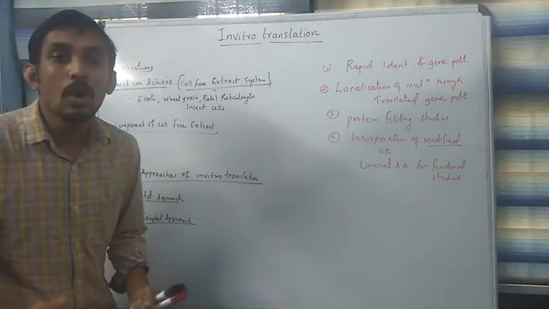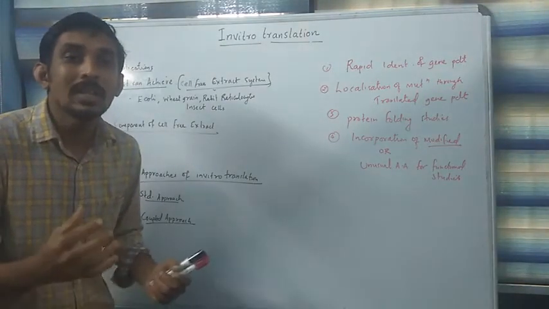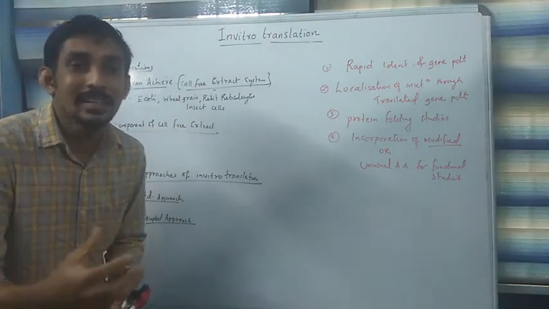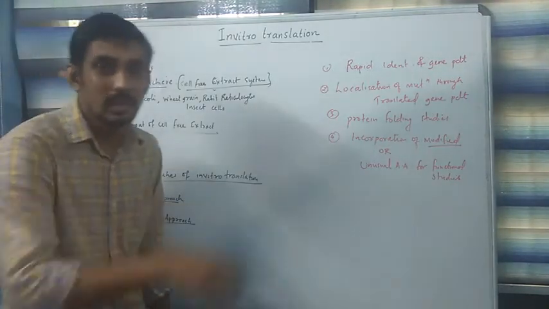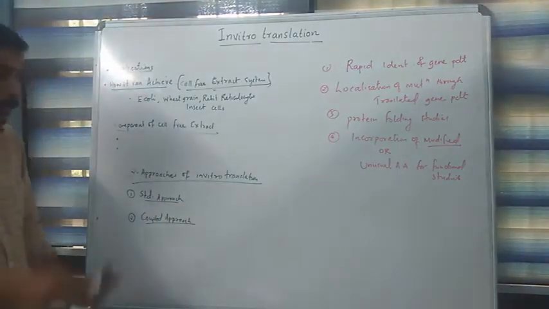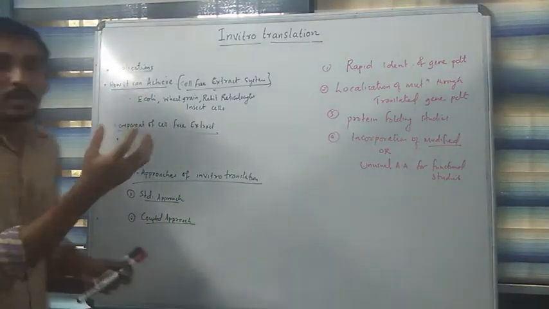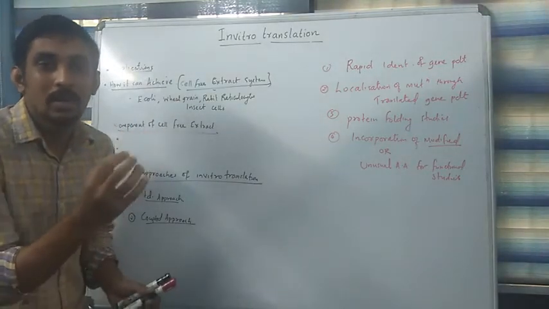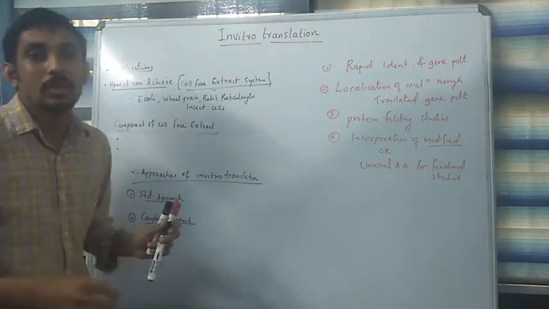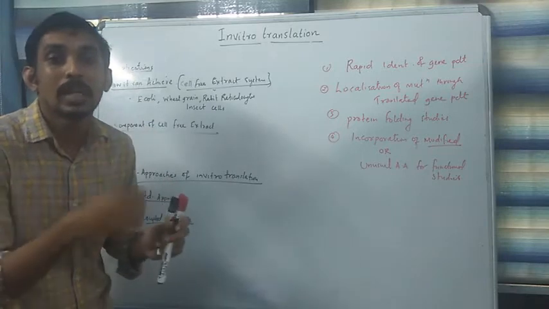Now we need to know how the cell-free extract gets created. How can we make cell-free extract? So first of all, we have to lyse. We have to break down the cell wall components. We have to break down the cell wall and cell membrane of the cell.